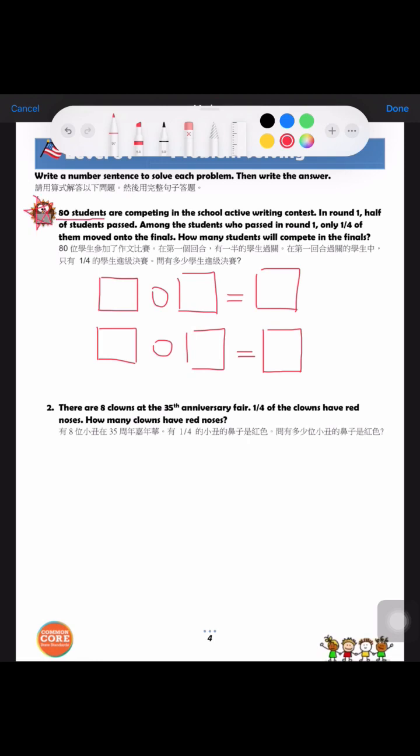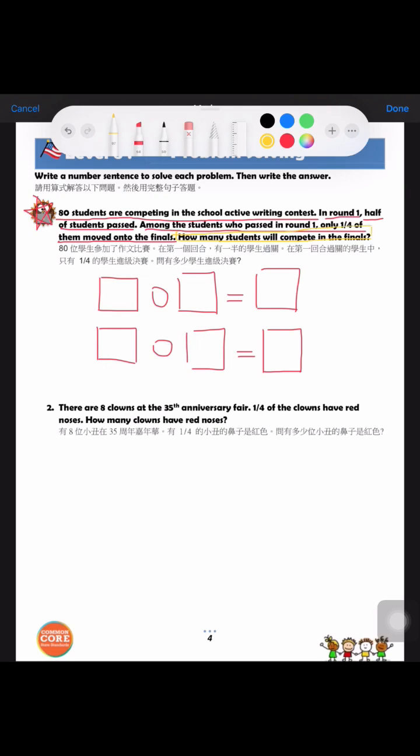80 students are competing in the school writing contest. In round 1, half of the students passed. Among the students who passed in round 1, only 1 over 4 of them moved on to the final. And we need to find how many students will compete in the final.